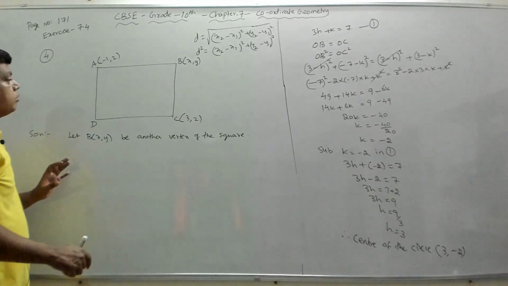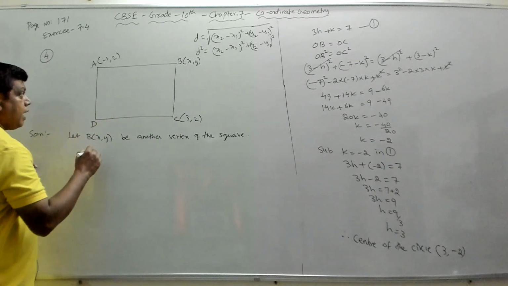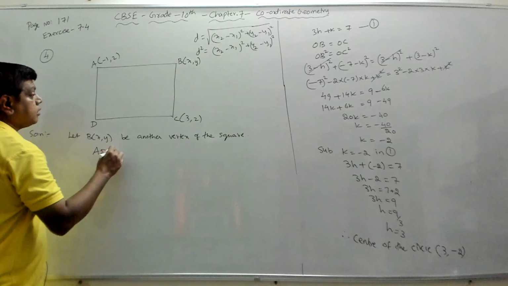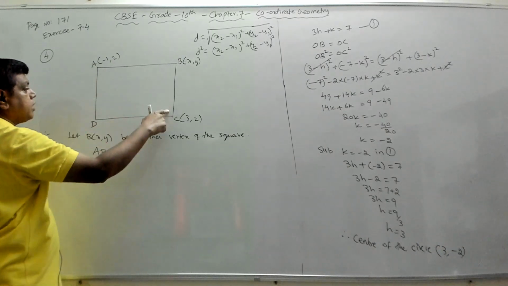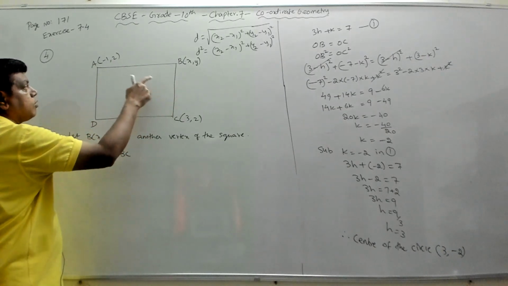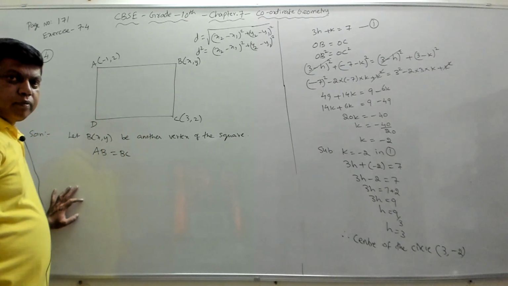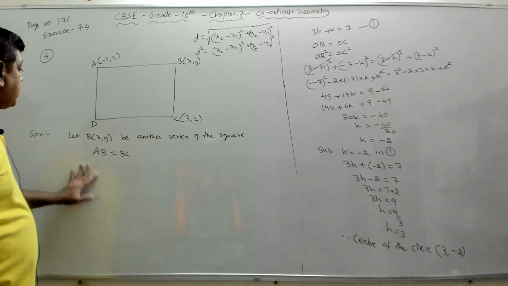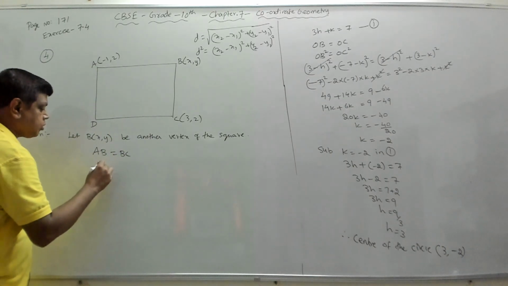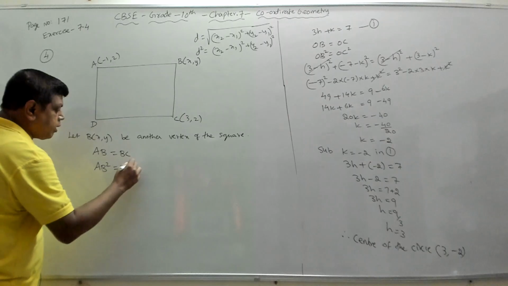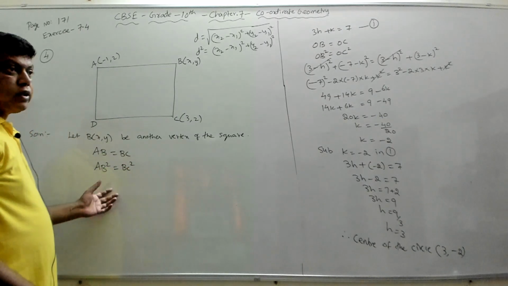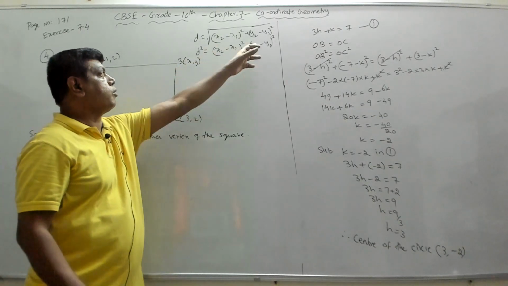Right? Now, since it is a square, we have AB is equal to BC because all the four sides are equal for a square. So this side and this side are equal, which means the distance between AB and the distance between BC are equal. So our AB square is equal to BC square if you square both sides. We are squaring both sides so that we can find the distance without the square root.